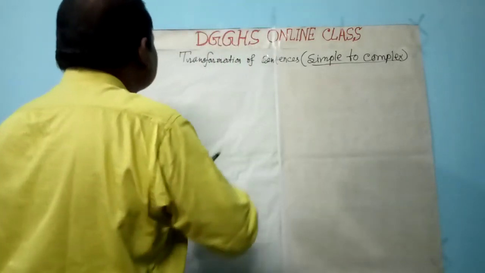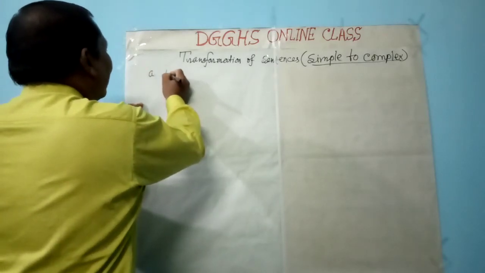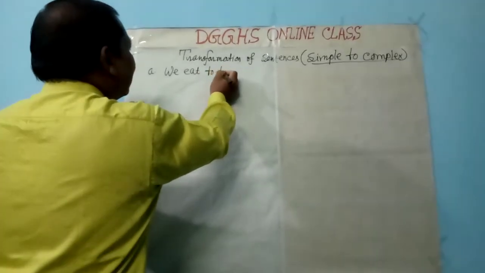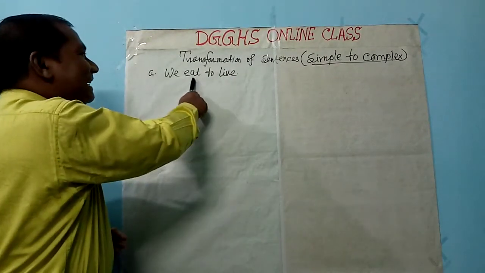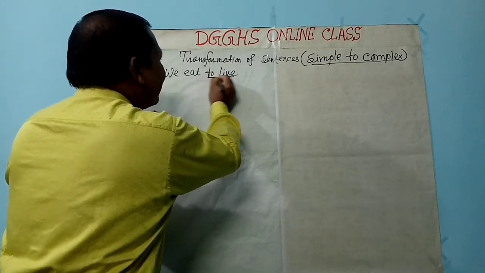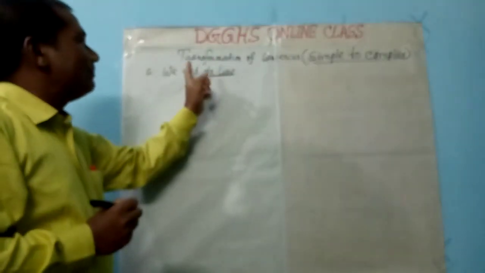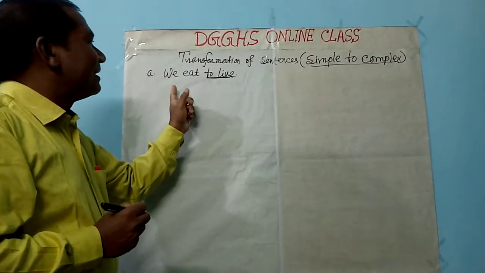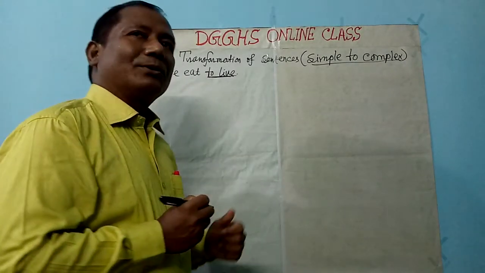You see here, we eat to live. Here the infinitive phrase is to live. Can you understand? To live. If an infinitive phrase is used in a simple sentence, then we'll use here 'so that' to make it complex.